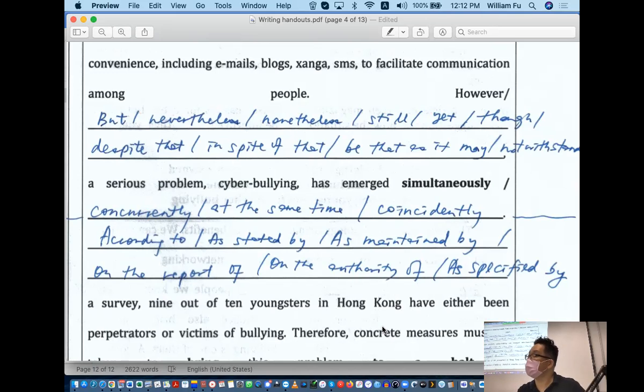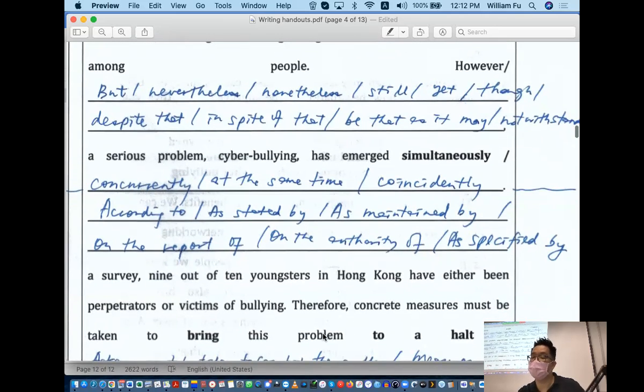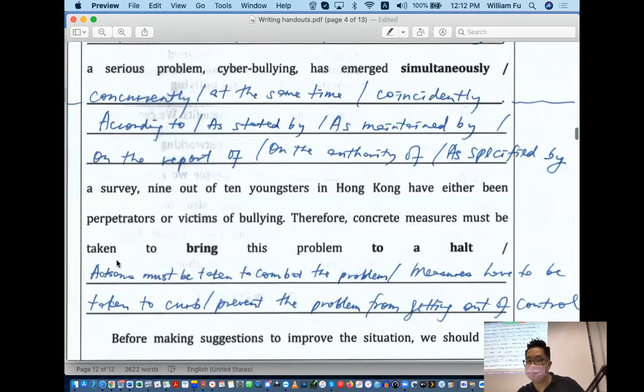Therefore, concrete. What's the meaning of concrete? Concrete has 2 meanings. 石屎. That's why 實在嘅. Concrete measures must be taken to bring this problem to a halt. Halt means stop. Or you can say actions. Actions must be taken to combat the problem.